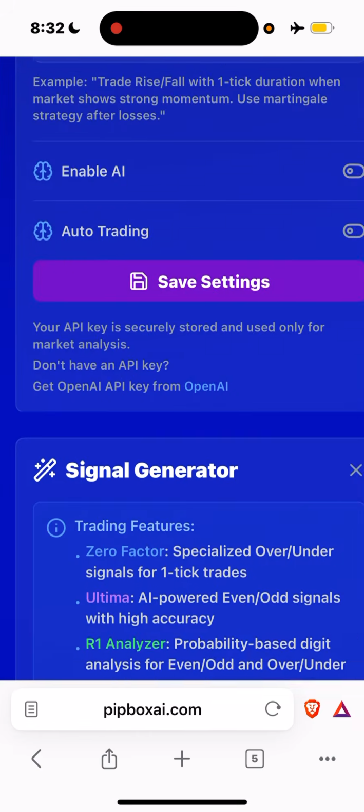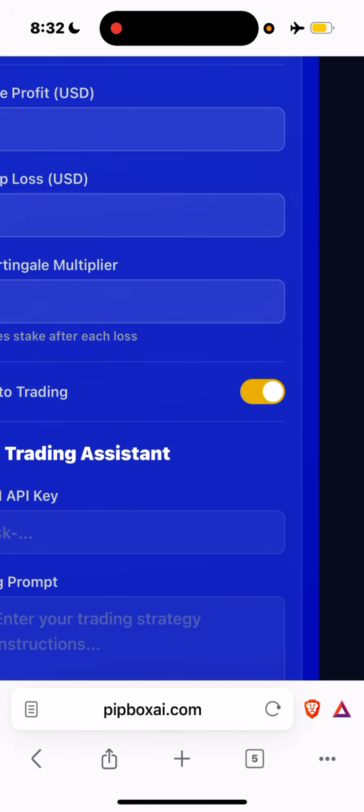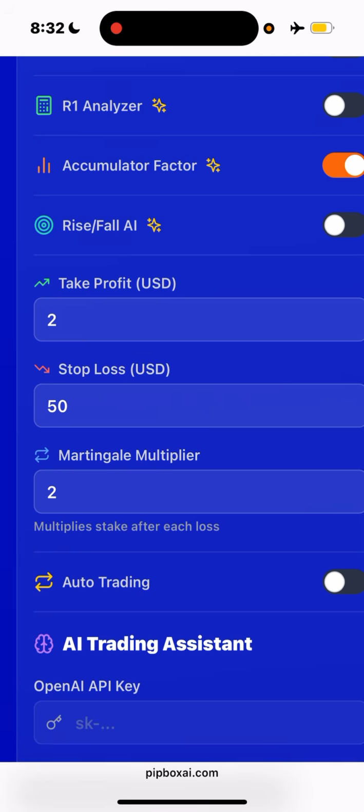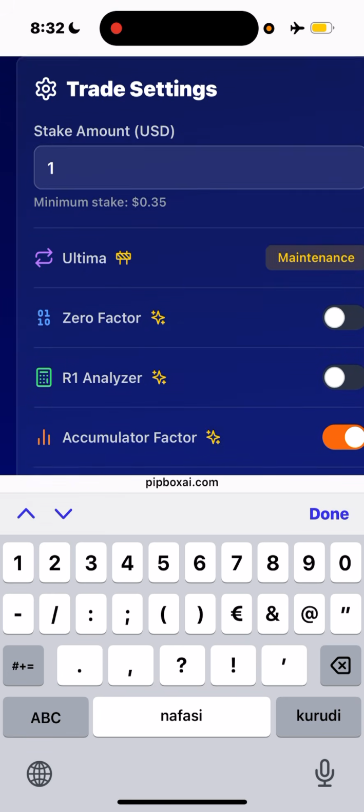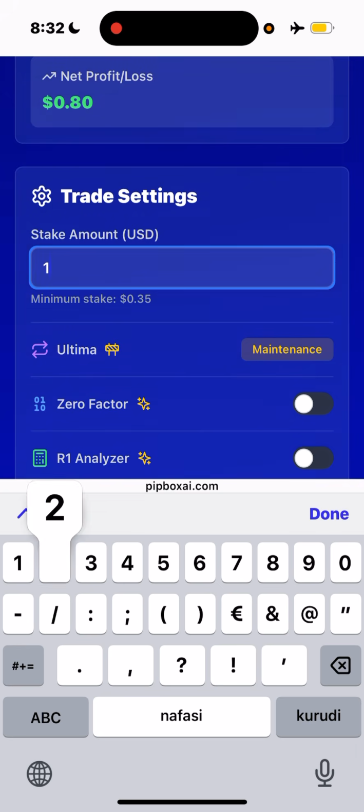I think we can just disable it and continue. It really doesn't matter. So what we changed is the take profit, but we also need to change the stake. So let's use a stake of 2.